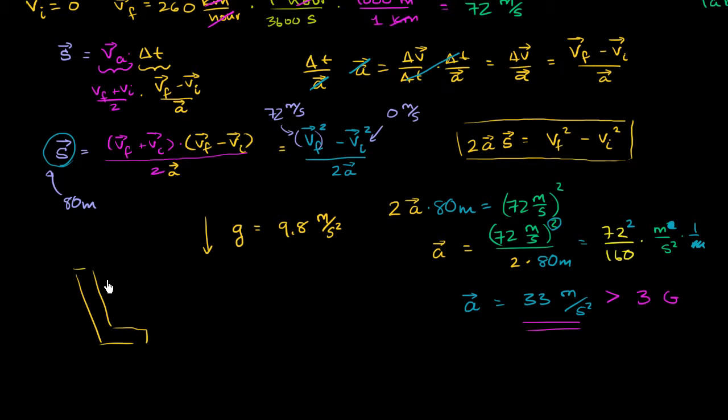So this is the chair, and he's sitting on the chair. Let me do my best to draw him sitting on the chair. So this is him sitting on the chair, flying the plane. And this is the pilot. While this thing is accelerating him forward at 33 meters per second squared, it would feel very much to him as if he was lying down on the surface of the planet, but he was 3 times heavier, or more than 3 times heavier.